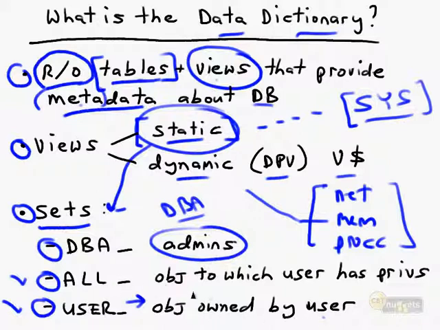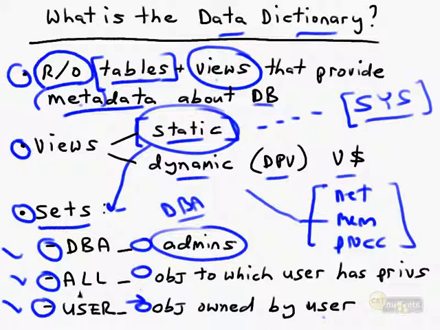The all_ data dictionary views, many of which have the same name. The second part of the views is often the same. If we're looking for column information, we could run DBA_COLUMNS as an administrator to look database-wide at table column information, or ALL_COLUMNS or USER_COLUMNS, and they're just scoped appropriately.